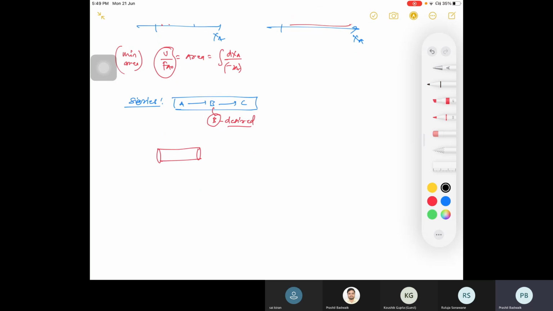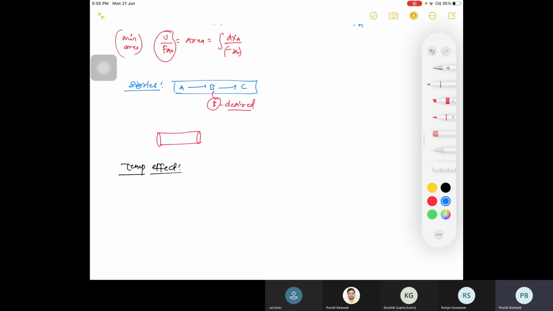Now we'll start with our steady state non-isothermal reactor design, that is your temperature effect. Temperature effect, you write temperature effect. It is also called steady state non-isothermal reactor design. This is your non-isothermal.